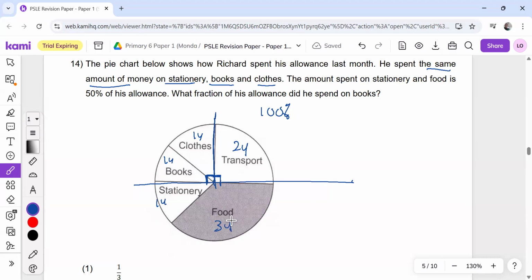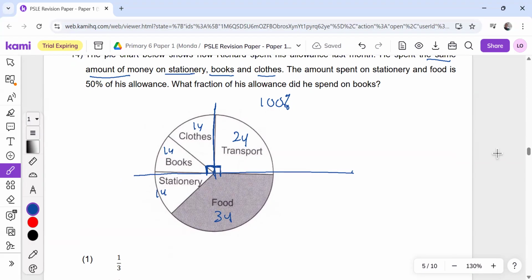Then the food must be 3 units. Okay, Aubrey, don't rub the screen because it's a headache. We still got a headache. Okay.